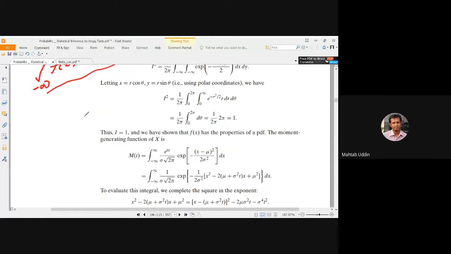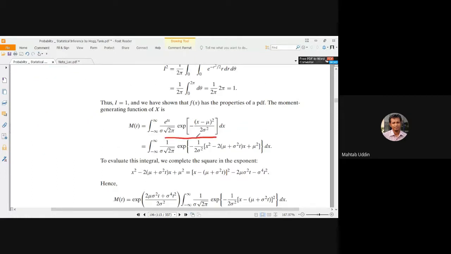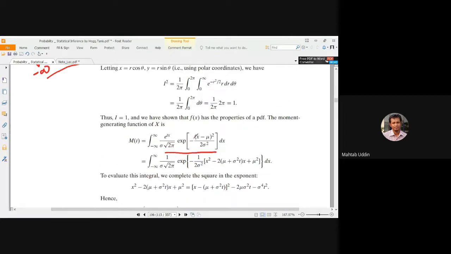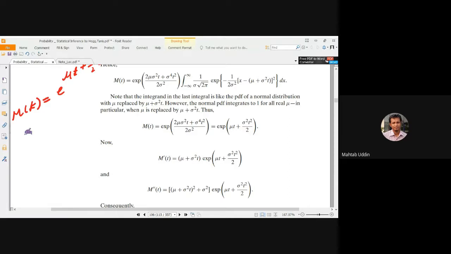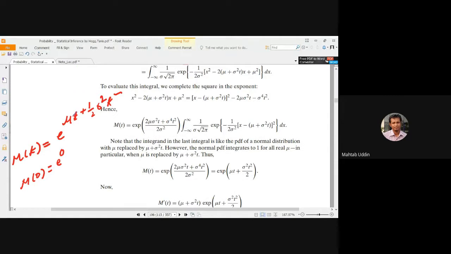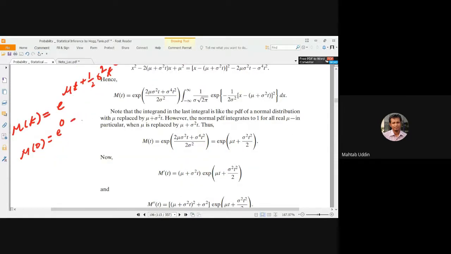Then the moment generating function. This is also a very lengthy calculation, and I am ignoring it. We can show the moment generating function M(t) is equal to e to the power mu t plus half sigma square t square, where mu is the mean and sigma square is the variance. M(0) is e to the power 0, because M(0) means t is equal to 0, so it is 1. So this is a valid moment generating function.